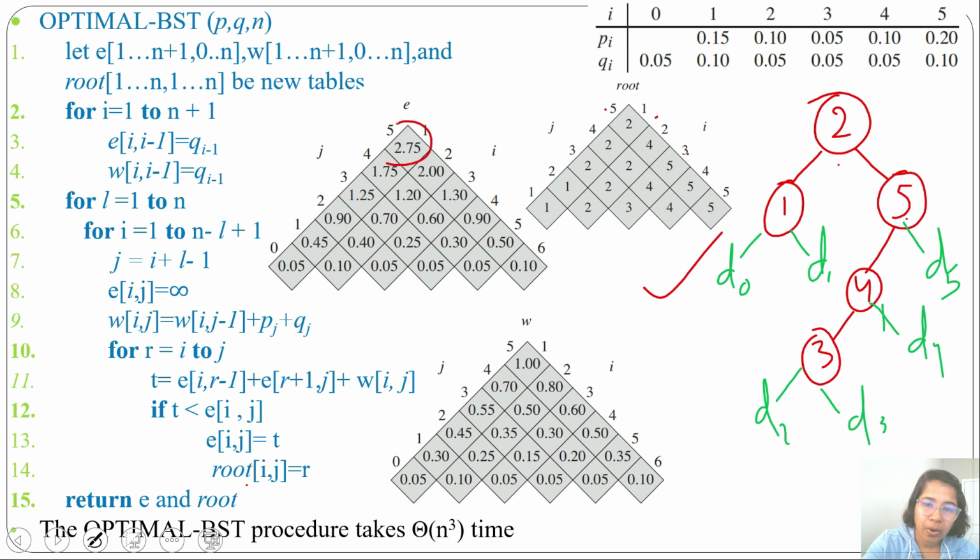It's 2.75. From the GATE exam point of view, the optimal binary search tree is not that important, but still it is in the syllabus, so you should know it.